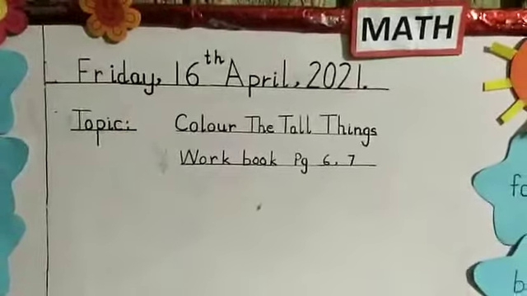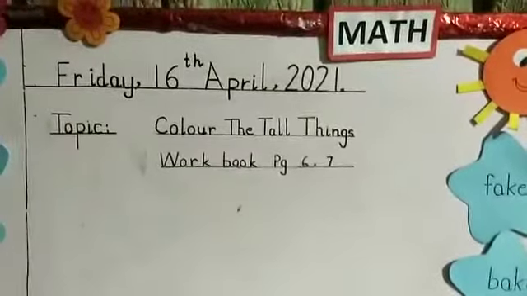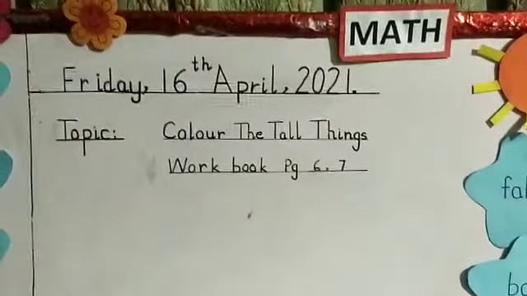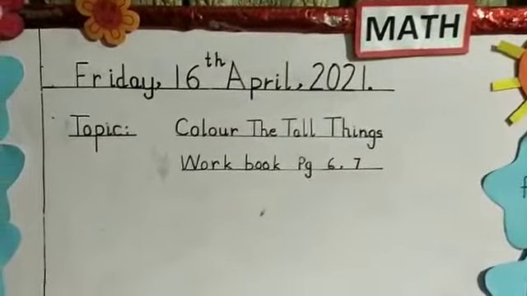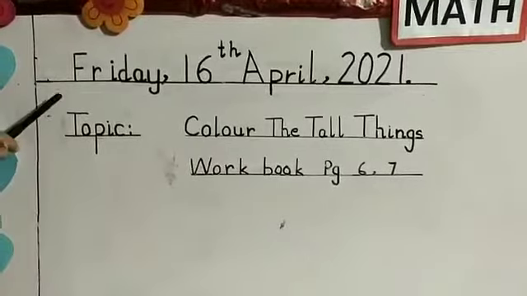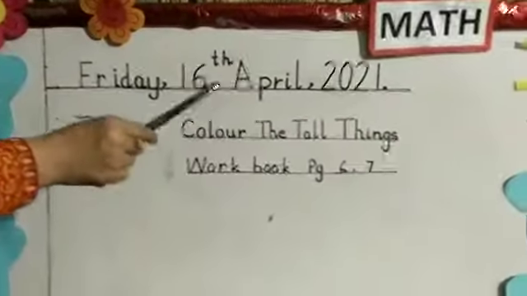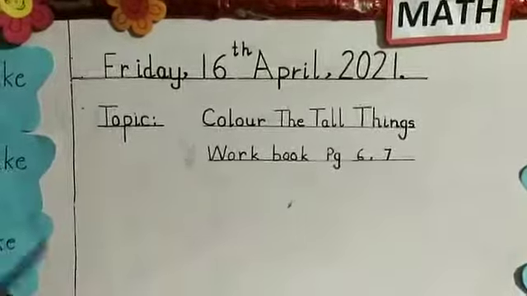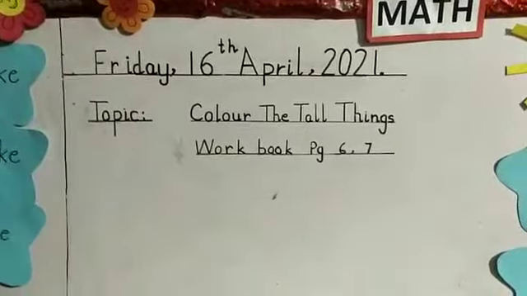Yes beta, this is our maths period and we are going to start our work. First of all, write down your date. What is the day today? Today is Friday, 16th April 2021 and our topic is color the tall things.